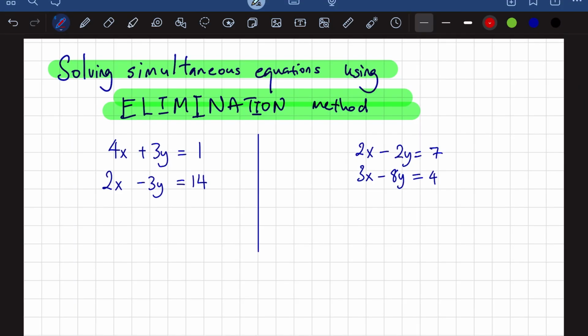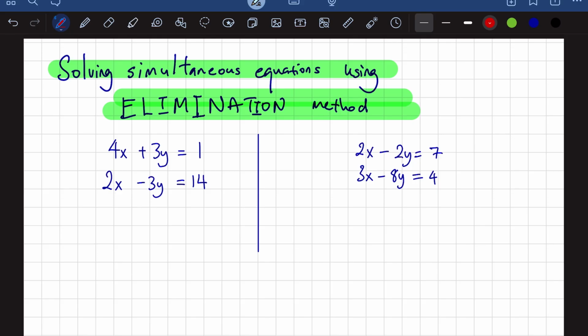Hi everyone. For today we are going to look at the skill of solving simultaneous equations using the elimination method. I have two examples here and I'm just going to help you recap that process of solving simultaneous equations, specifically the elimination method. You must have learned that in grade 8 or secondary 2. All right, so let's look at this example and see how we're going to solve.